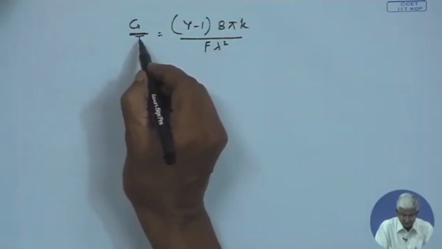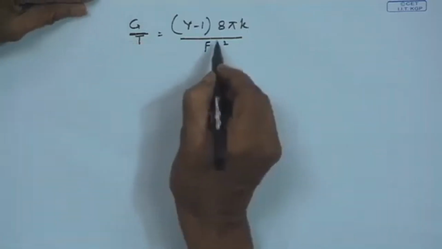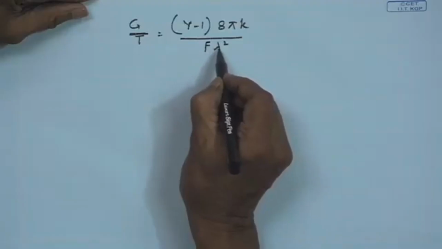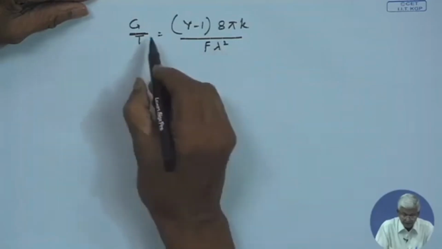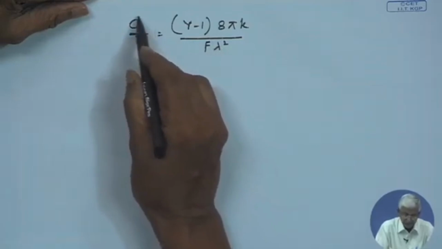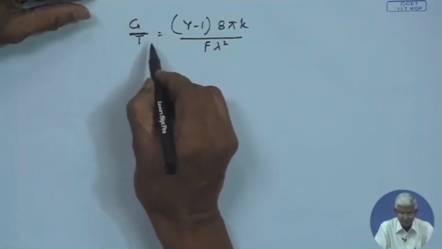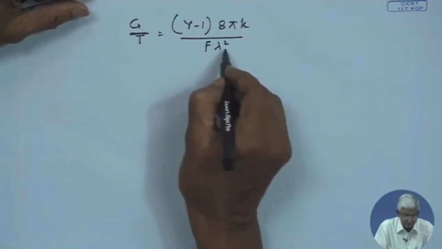G by T. Now, this G by T needs certain correction, because if you remember, that F we said was measured at 4 gigahertz, and your station may not be working exactly at 4 gigahertz, it may be slightly away from 4 gigahertz. So, there has to be a correction factor based on that.